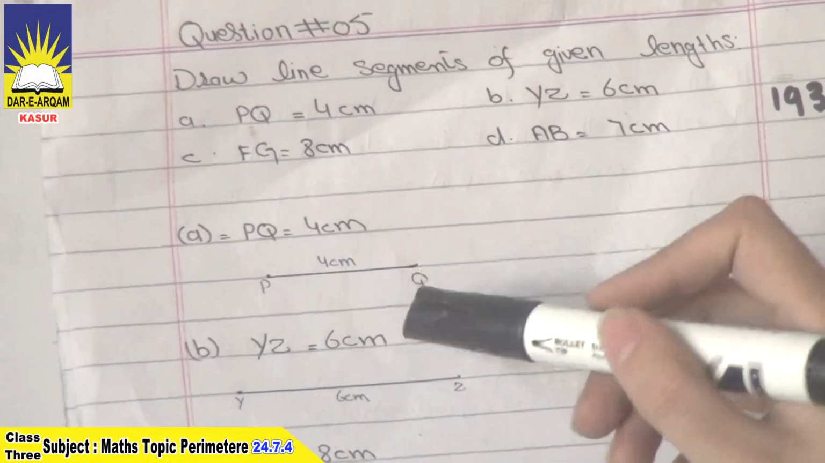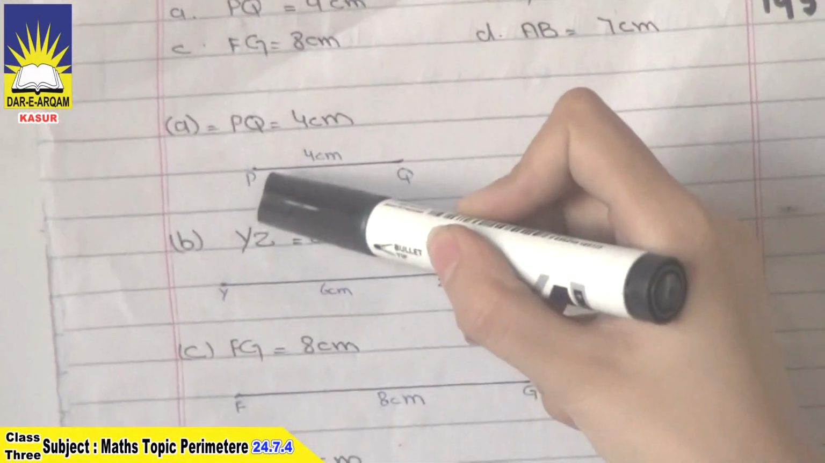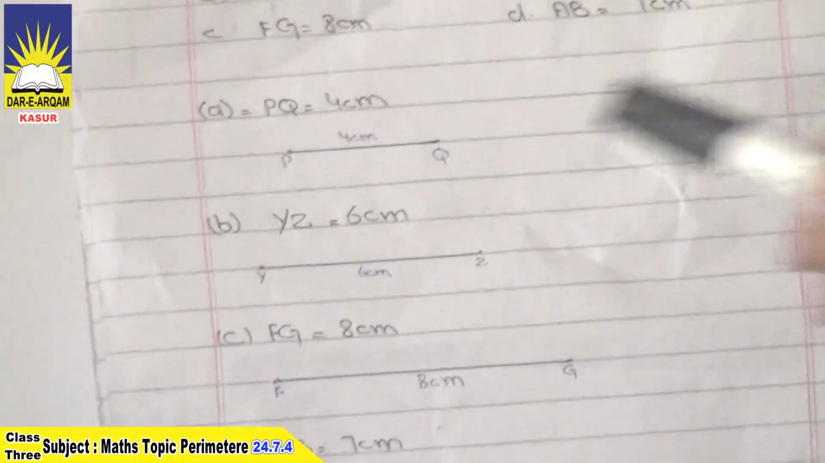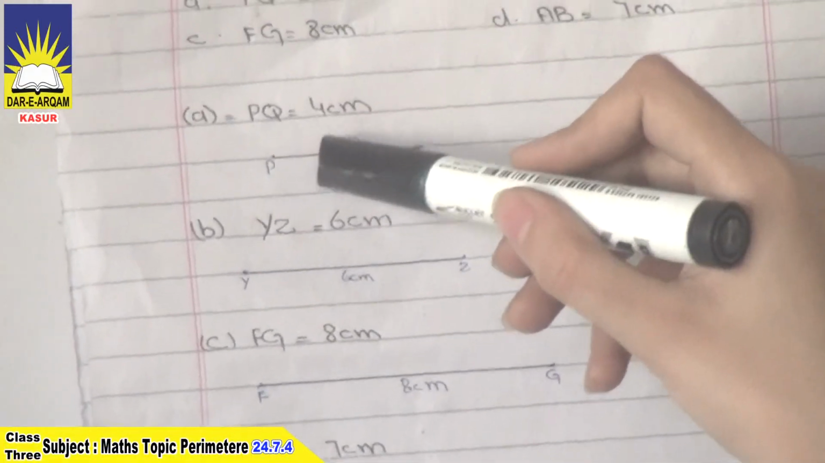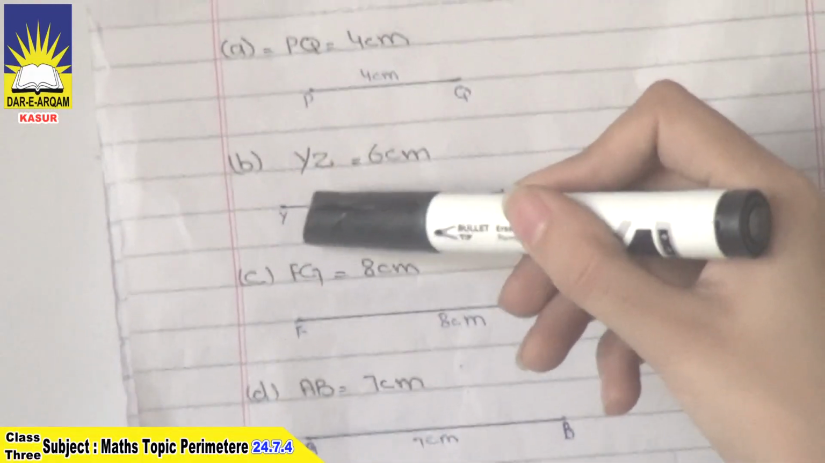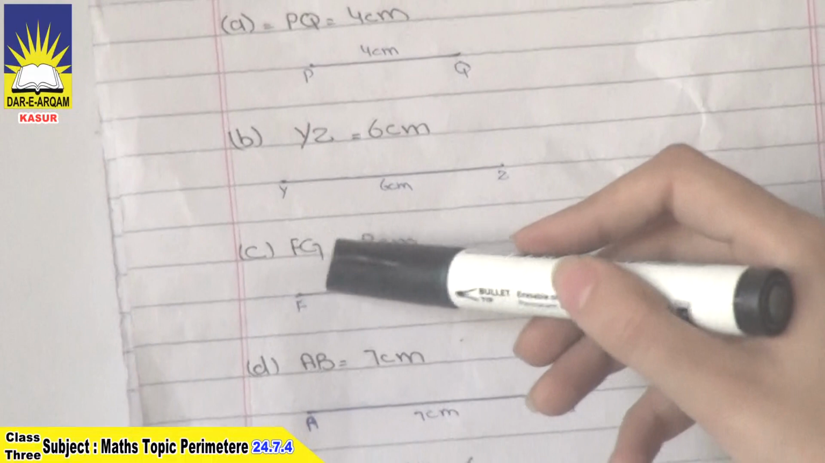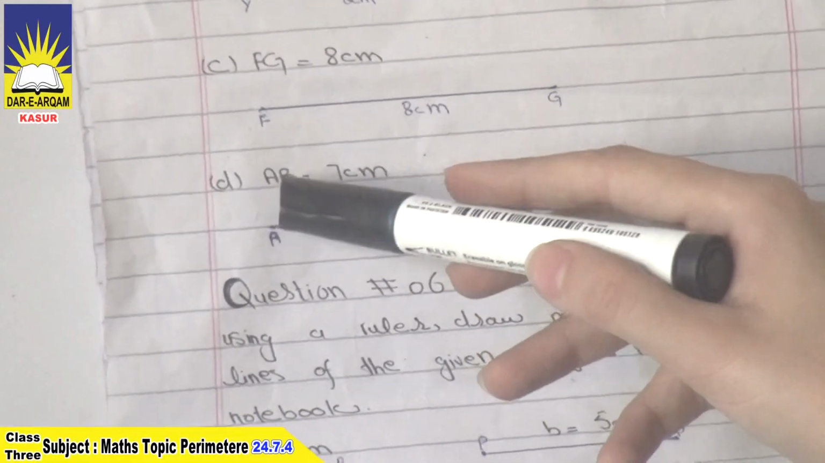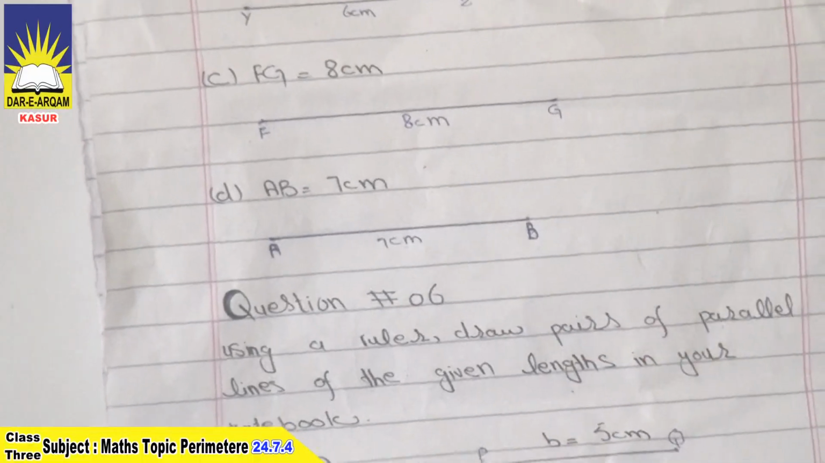First take the scale and measure 4 centimeters. Okay, PQ is 4 centimeters. Next YZ, draw a 6 centimeter line, and FG, draw an 8 centimeter line with the help of the scale. Next AB, draw a 7 centimeter line.